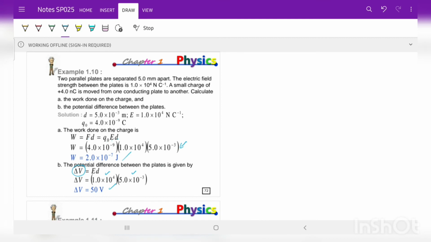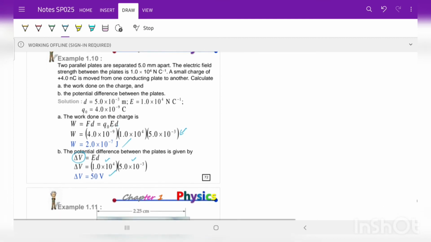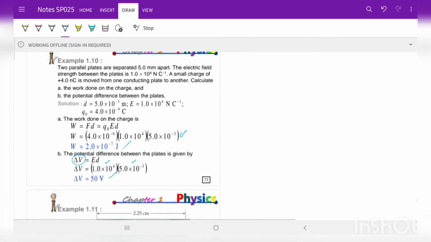Okay, so let's take a look at example 1.1 for a moment. Two parallel plates, usually a capacitor, but here it says two parallel plates are separated 5 mm apart. Just 5 mm apart. The electric field strength between the plates is 1, so this is E, capital E. A small charge of positive 4 nanocoulomb is moved from one conducting plate to another. Calculate the work done on the charge and the potential difference between the plates.